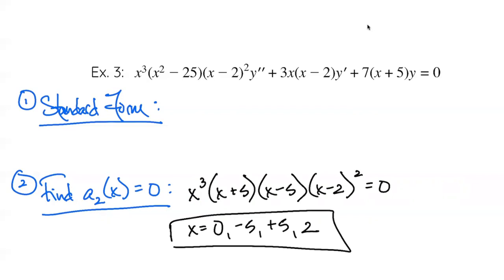Right. I have not written the standard form yet, but I have found the singular point values, the values that make that leading coefficient equal to 0. And so if you're already at that step and your values check out with mine, you can go ahead and start testing each one to see, is it regular or irregular? Okay.